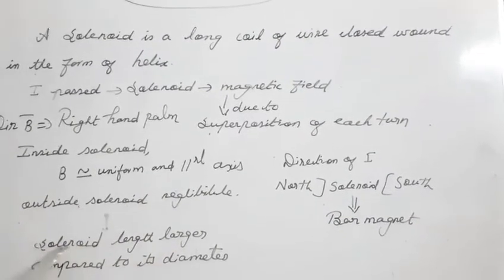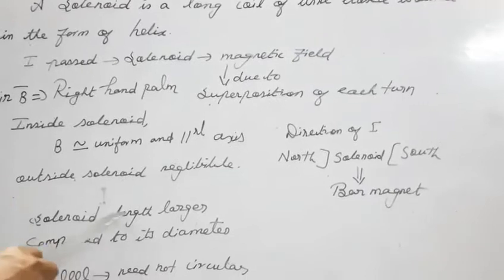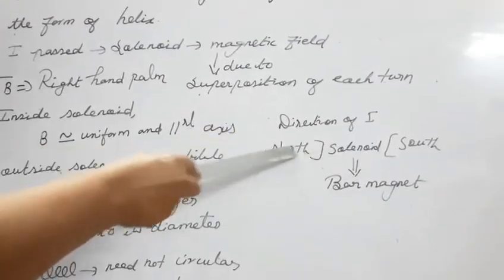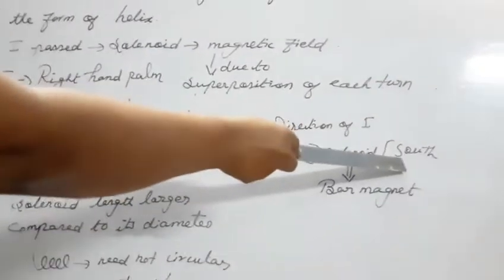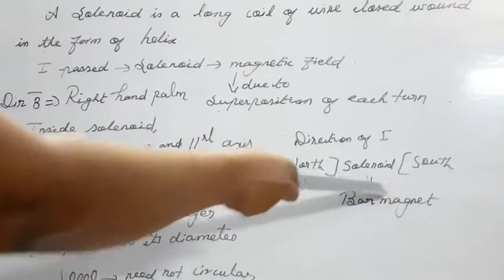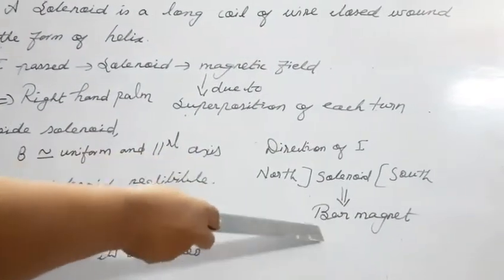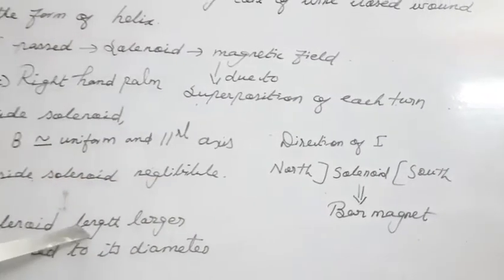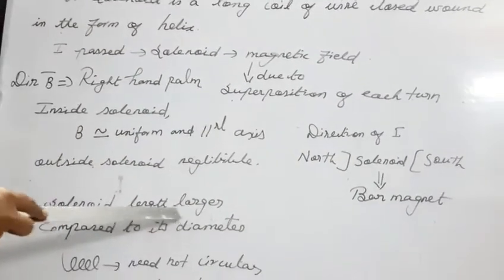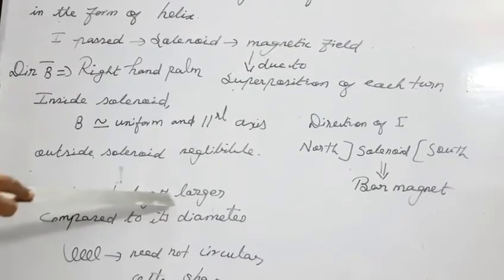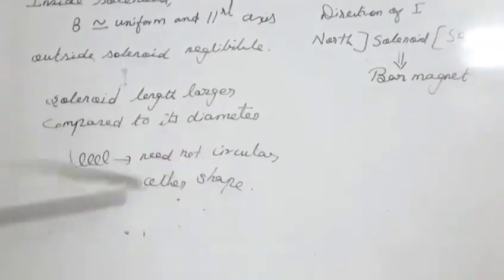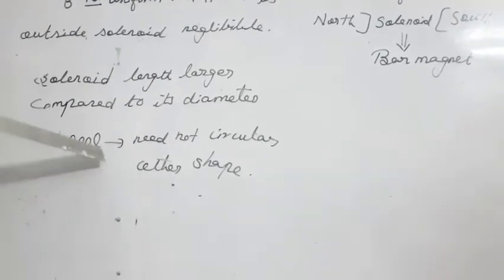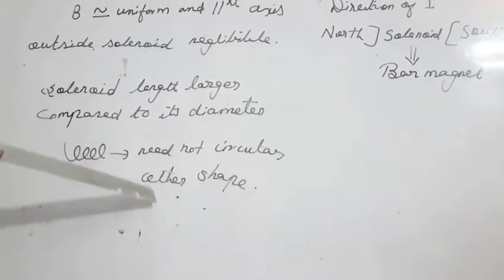Based on the direction of the current, one end of the solenoid behaves like a north pole and the other end behaves like a south pole. Therefore, the magnetic field of the solenoid looks like the magnetic field of a bar magnet. The solenoid is assumed to be long, which means the length of the solenoid is large compared to its diameter. The windings need not always be circular; they may be of other shapes.